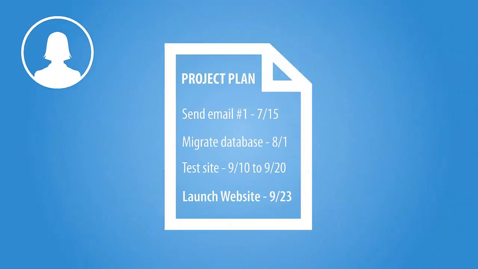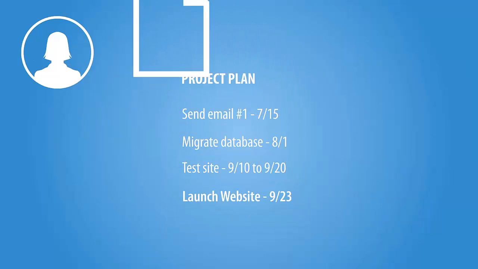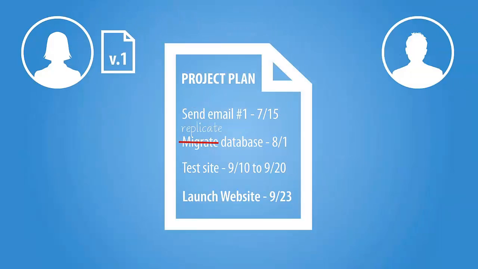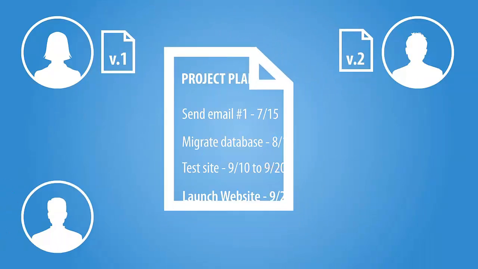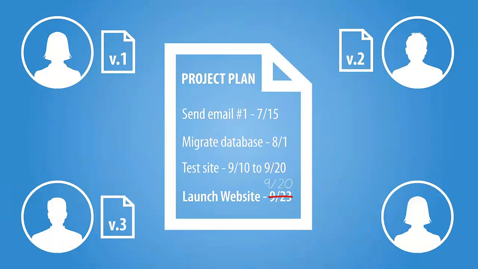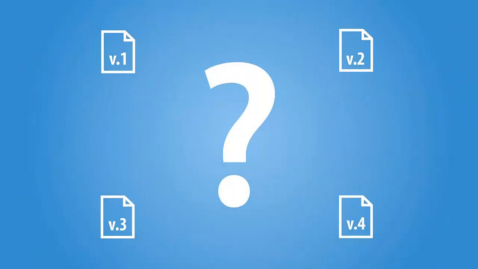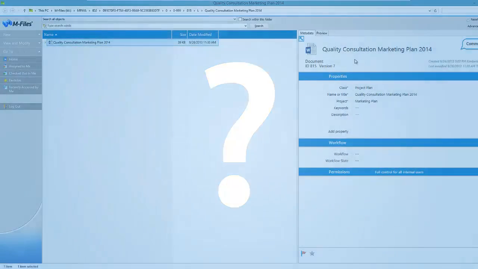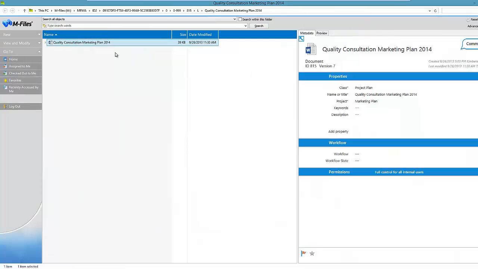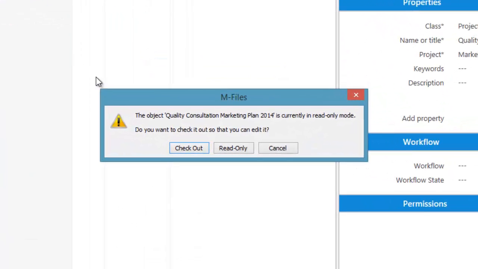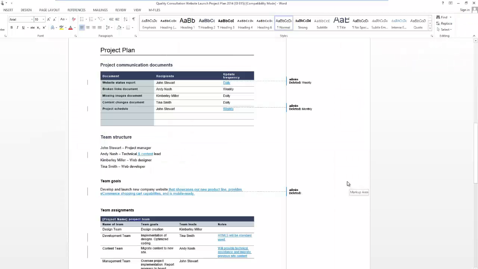Editing shared documents can be a hassle. When multiple people are making changes, it's difficult to keep track of everything and know which version of the document is up to date. In M-Files, collaborating on a document is simple and painless. Just check out the document, which protects it from any changes while you're working on it.